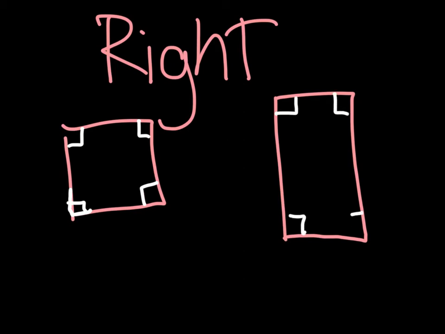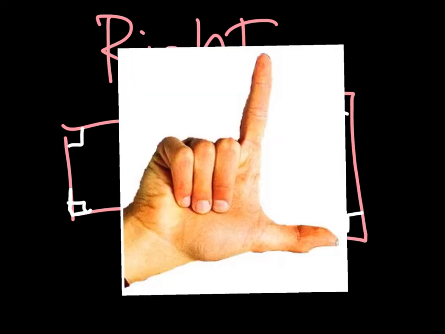A really great way that I like to use, it's kind of a funny way to remember, but when I think about right angles, I take my thumb and my finger and I make the loser symbol. Okay, go ahead and do it with me. Put it on your head. Now you can call me a loser. Go ahead. Loser.